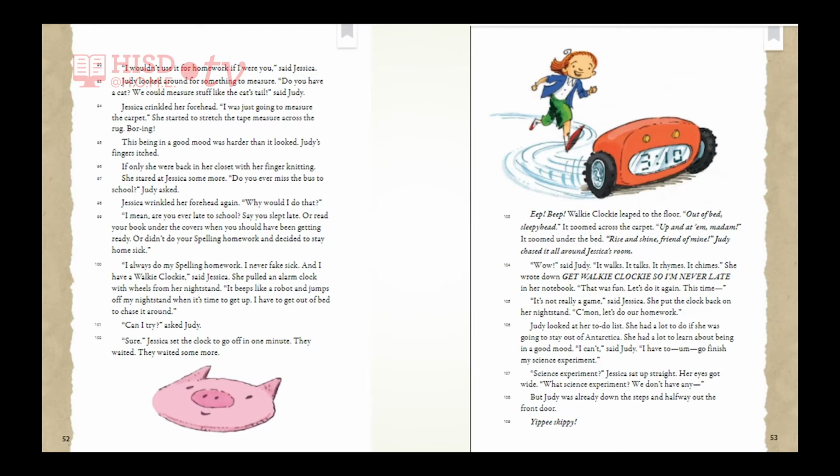"That was fun. Let's do it again." "This time, it's not really a game," said Jessica. She put her clock back on her nightstand. "Come on, let's do our homework." Judy looked at her to-do list. She had a lot to do if she was going to stay out of Antarctica. She had to learn about being in a good mood. "I can't," said Judy. "I have to go finish my science experiment." "Science experiment?" Jessica sat up straight. Her eyes got wide. "What science experiment?" "We don't have any." But Judy was already down the steps and halfway out the front door.